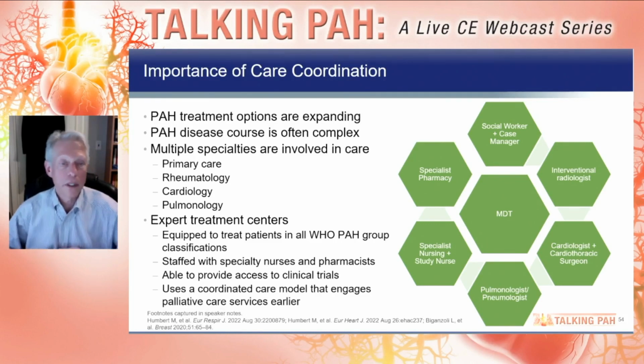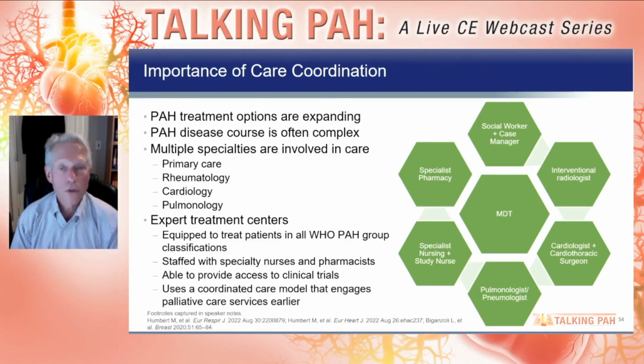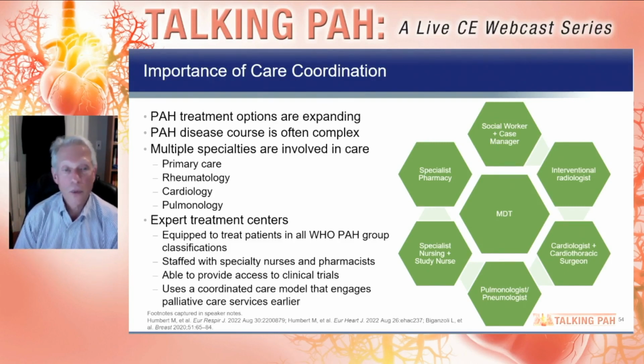And I think it's really a team approach that includes social workers, pharmacists, in some cases interventional radiology and interventional cardiology. Certainly those patients who might have chronic thromboembolic disease. We also want to think about the cardiothoracic surgeons who can do the pulmonary thromboendarterectomies. And then, of course, transplant is also an important consideration for these patients.